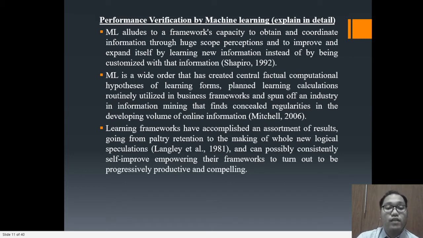Learning systems have achieved a variety of results, ranging from trivial memorization to the creation of whole new scientific theories, and can possibly continuously self-improve, enabling their systems to become progressively more productive and effective.